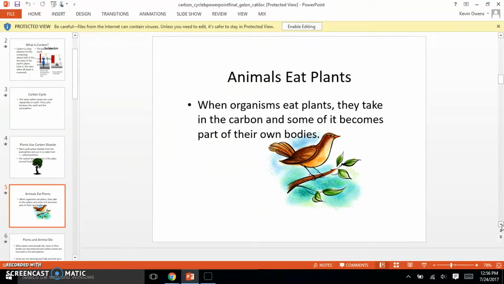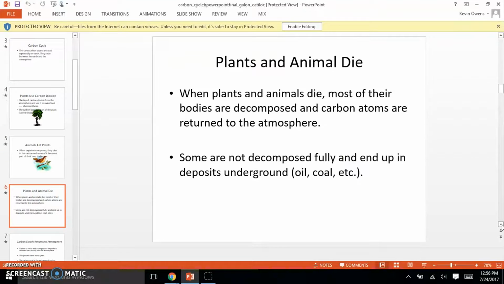Animals eat plants. When organisms eat plants, they take in the carbon, and some of it becomes part of their own bodies. When plants and animals die, most of their bodies are decomposed and carbon atoms are returned to the atmosphere. Some are not decomposed fully and end up in deposits underground, like oil, coal, and so on. These are the ones that take some time, with the right pressure and the right conditions, to process or make oil or petroleum.